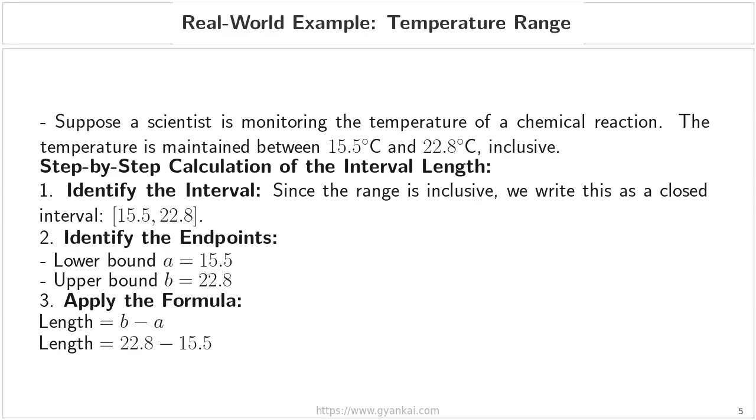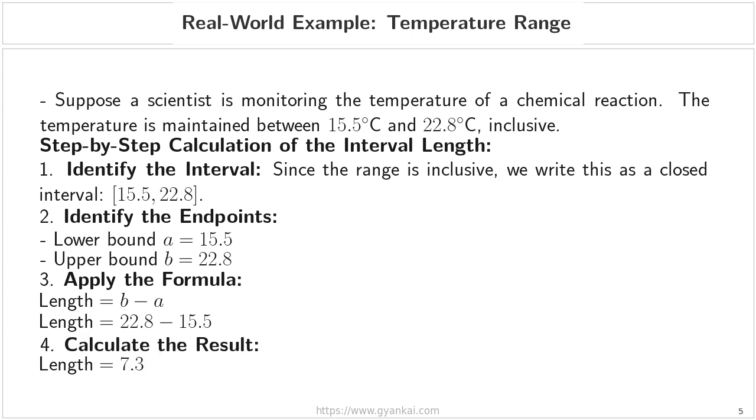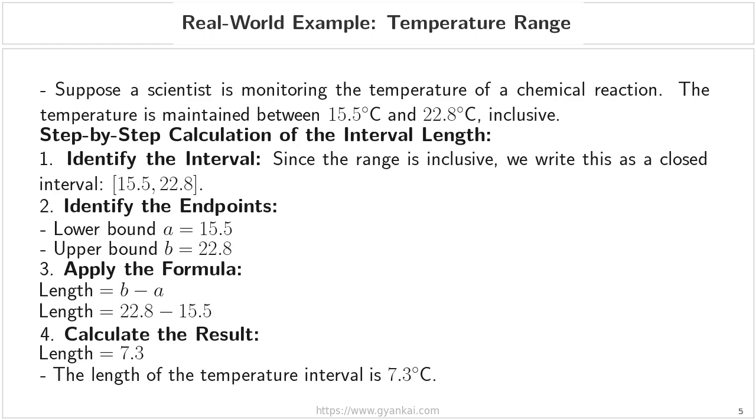Third, we apply the formula we learned on the previous slide. To find the length, we subtract the lower bound from the upper bound, or B minus A. In our case, that is 22.8 minus 15.5. Finally, we calculate the result. 22.8 minus 15.5 gives us 7.3. So, the total length of this temperature interval is 7.3 degrees Celsius. As we move to the next slide, keep this calculation in mind, because I'll show you some common pitfalls where students often make mistakes when working with these types of intervals.